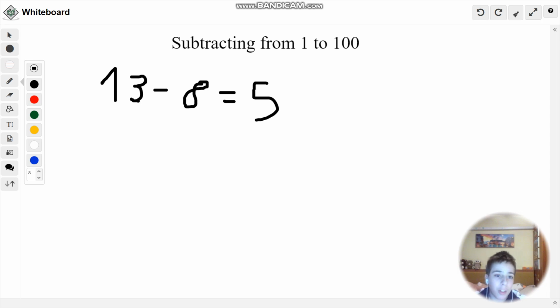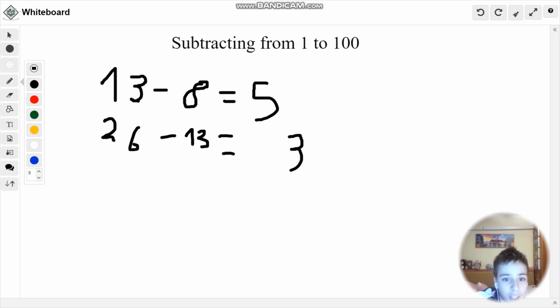Let's try something a little more complicated. 26 minus 13. Now we see that 3 is smaller than 6, which is important for later. 6 minus 3 gives us a 3, and 2 minus 1 gives a 1. Now we will place this 3 here and this 1 obtained here. So the answer is 13.